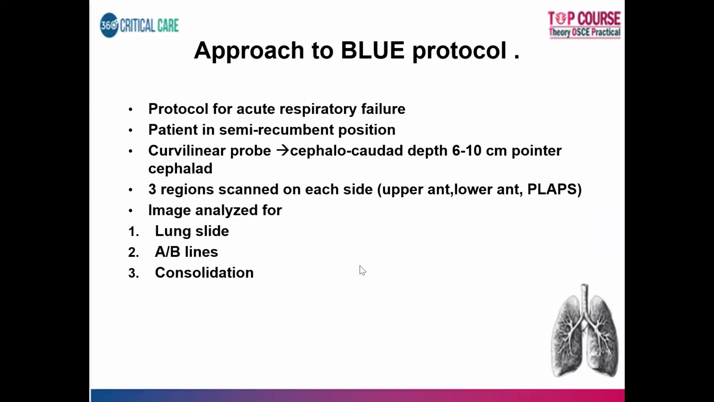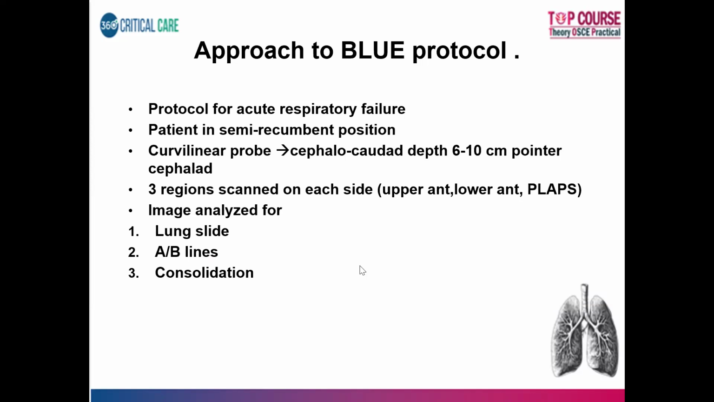Okay, so how do we approach a BLUE protocol? Make sure that the patient is in a semi-recumbent position. Use a curvilinear probe, set the depth around 6 to 10 centimeters with the pointer in the cephalocaudal direction, that is the longitudinal view. Okay, and the pointer being cephalad.